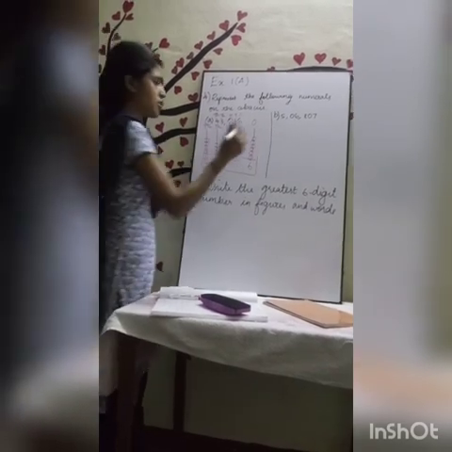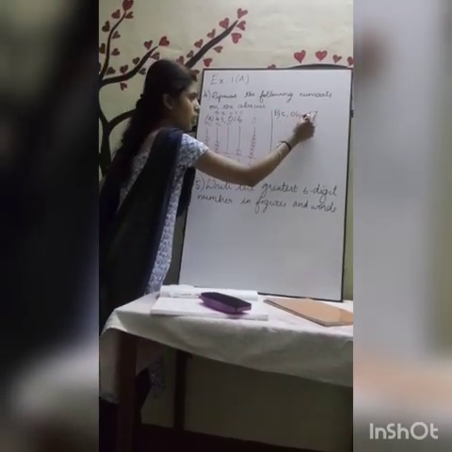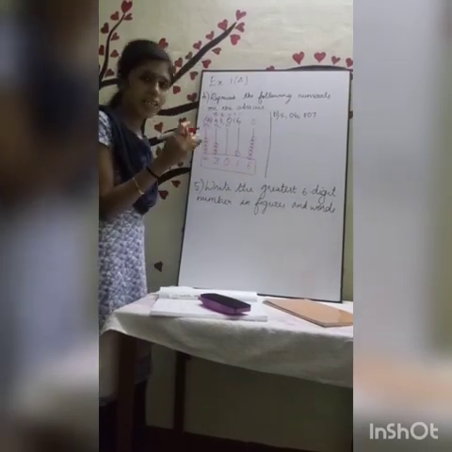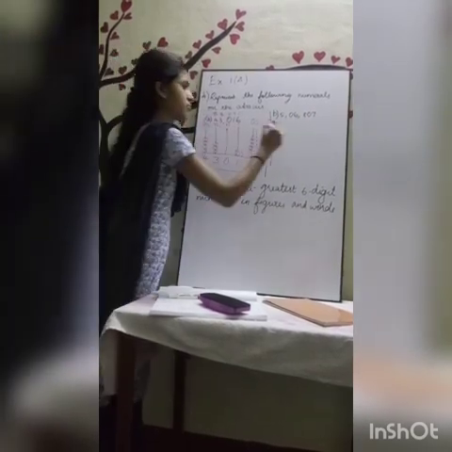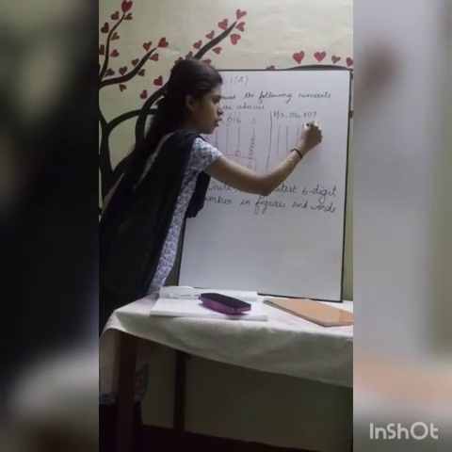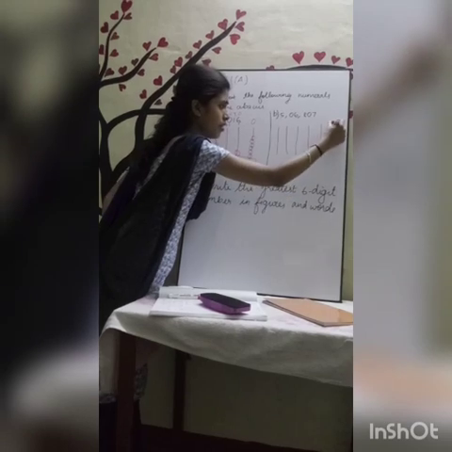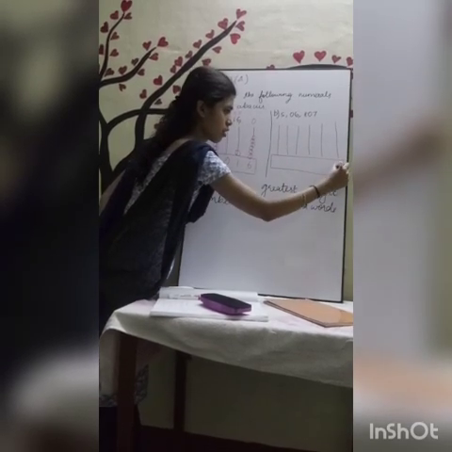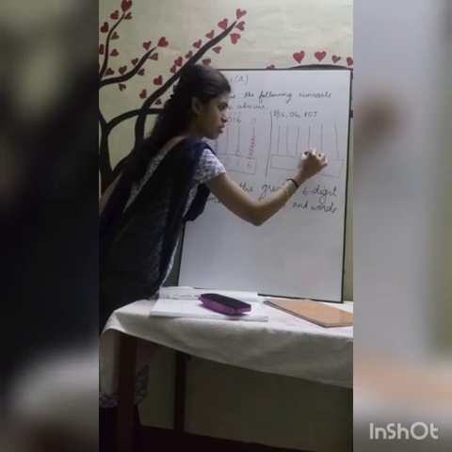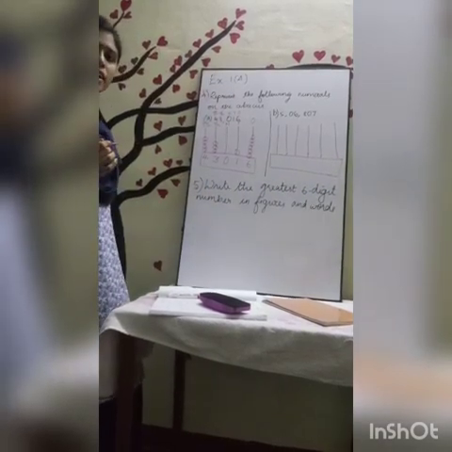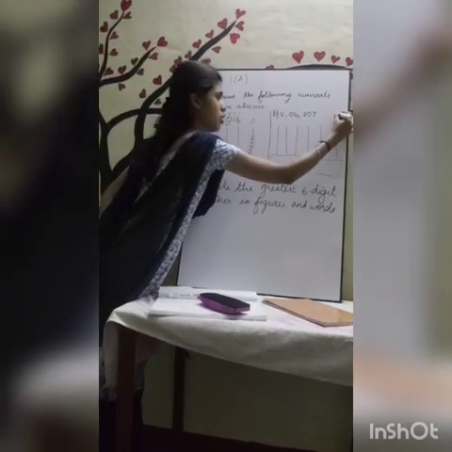See here, how many digits are here? 1, 2, 3, 4, 5, 6. So it is 6 digits. So how many stripes do you want? 6 stripes. 1, 2, 3, 4, 5, 6. I am drawing one box. Okay, 6 stripes are there. Now what am I going to do? You are going to write the place values.